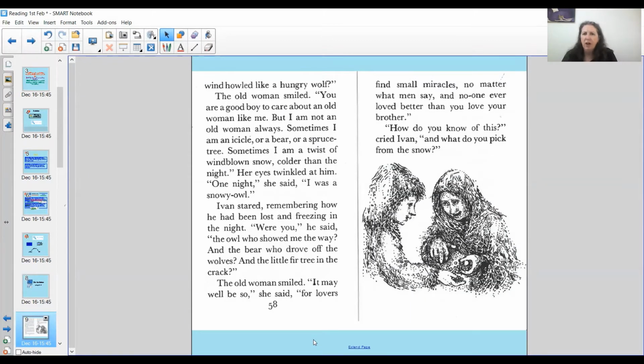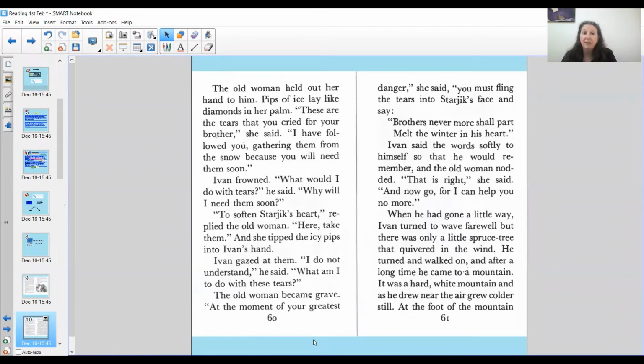Okay, so how do you know of this? Cried Ivan. And what did you pick from the snow? The old woman held out her hand to him. Bits of ice lay like diamonds in her palm. These are the tears that you cried for your brother, she said. I have followed you, gathering them from the snow, because you will need them soon. Ivan frowned. What would I do with tears? He said. Why will I need them soon? To soften Stargic's heart, replied the old woman. Here, take them. And she tipped the icy pips into Ivan's hands.